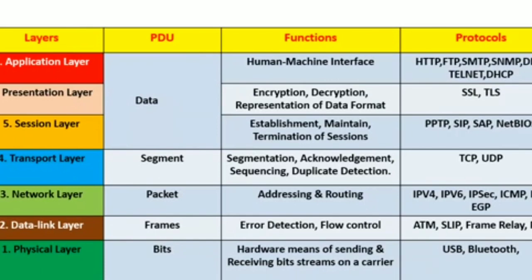The next layer will be the transport layer, where the data is transmitted in segments, and the protocols used will be TCP, that is Transmission Control Protocol, and UDP, User Datagram Protocol. The functions performed by the transport layer will be segmentation, acknowledgement, sequencing, and duplicate detection of transmitted data.